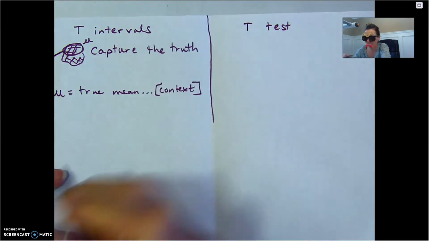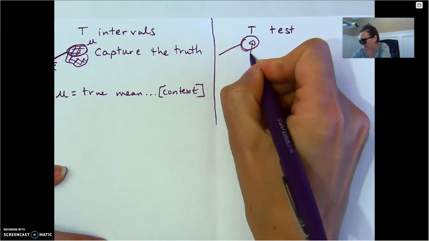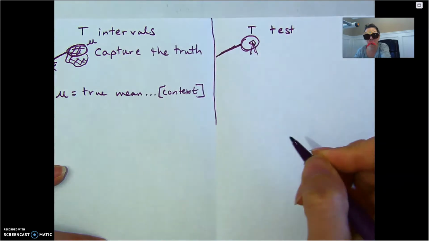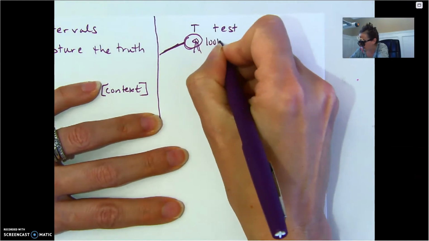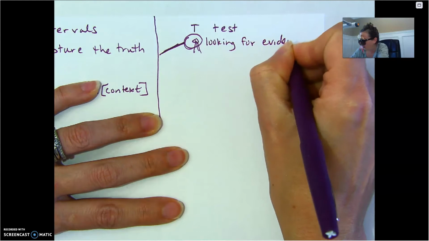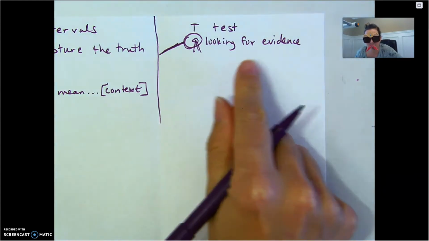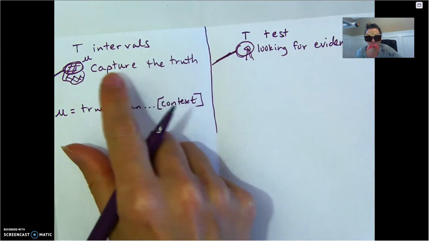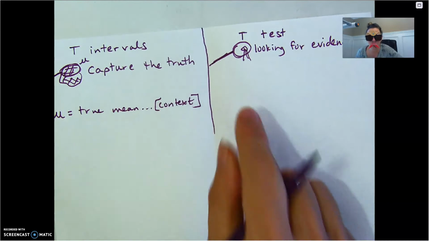All right, so with the t-test, we have a magnifying glass now. That magnifying glass is looking for evidence, right? We're looking for evidence. So when you start to see these problems all thrown together, you're going to look for keywords like this, evidence versus what is the true value. All right, so that's how you'll know which one you're doing.